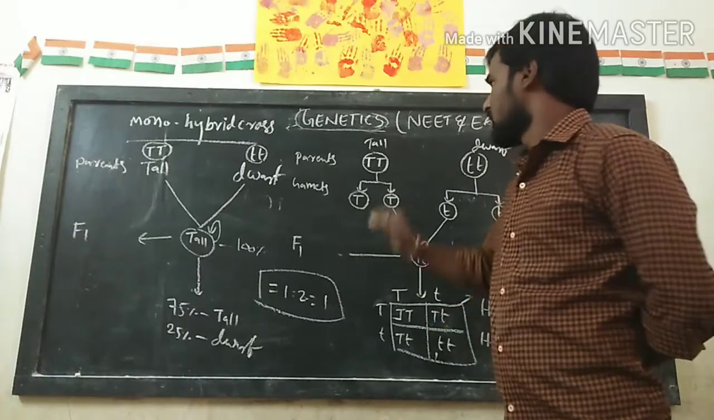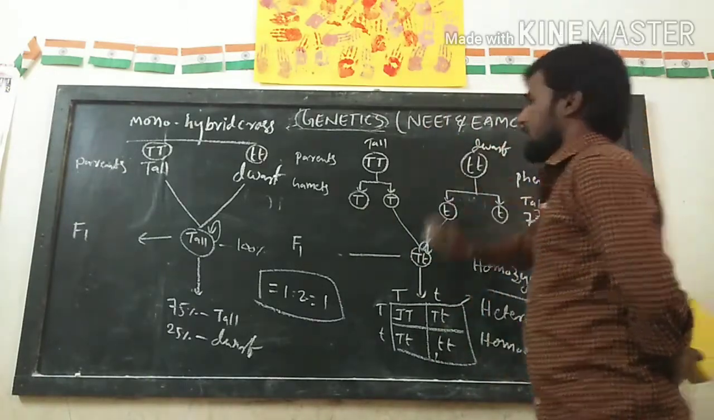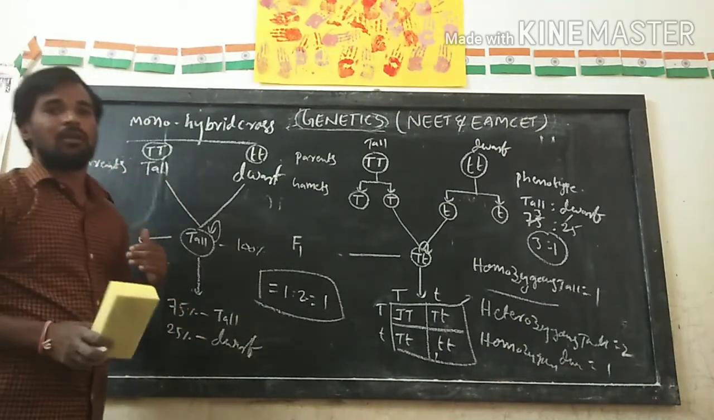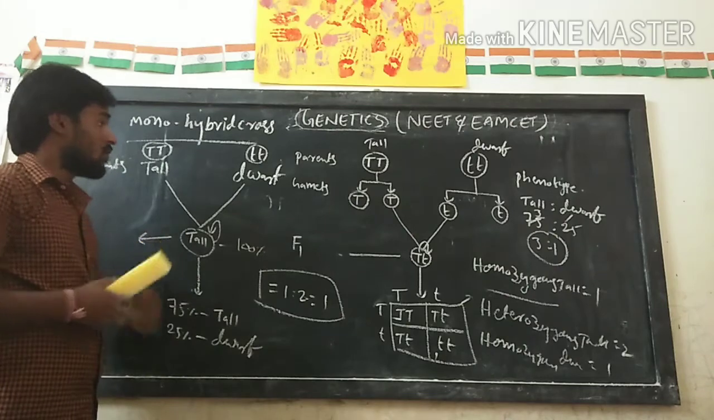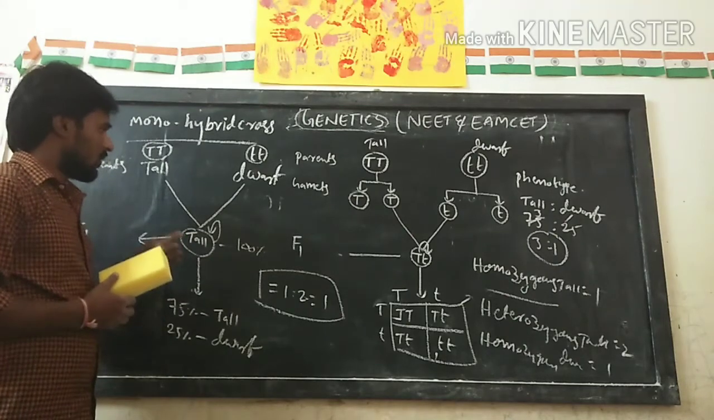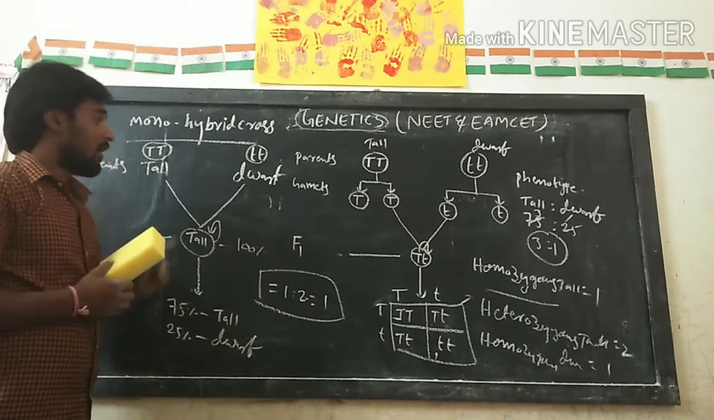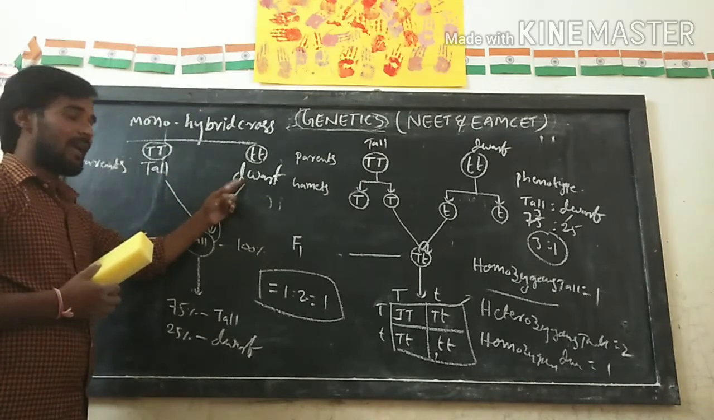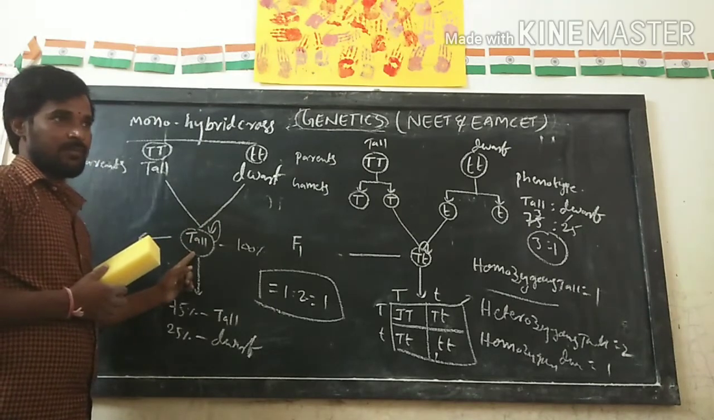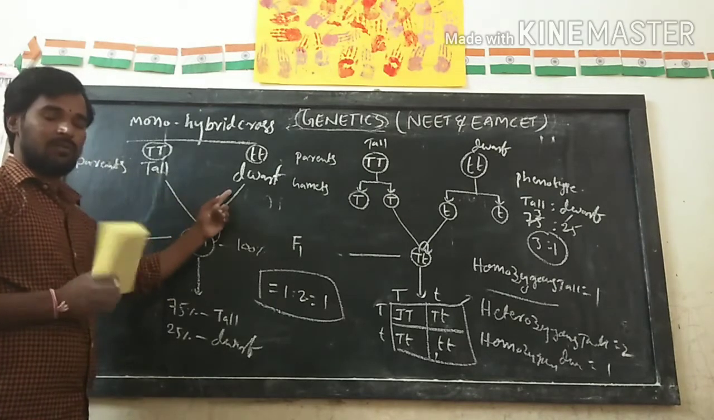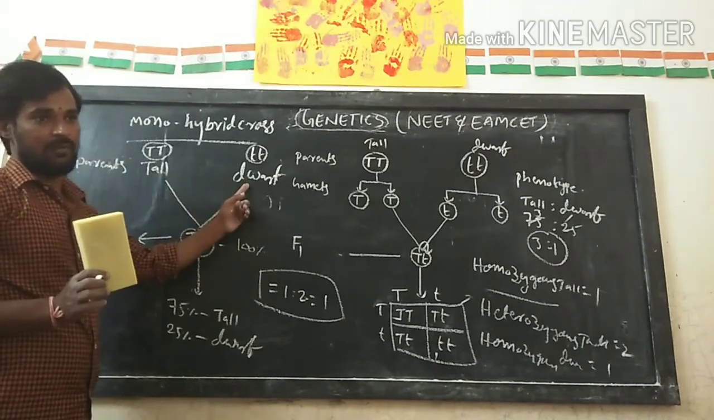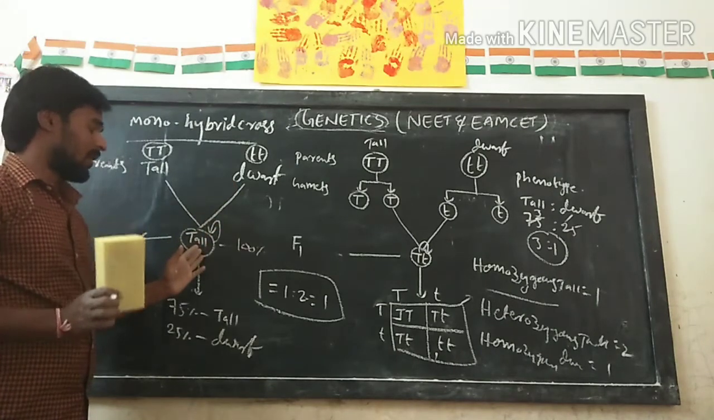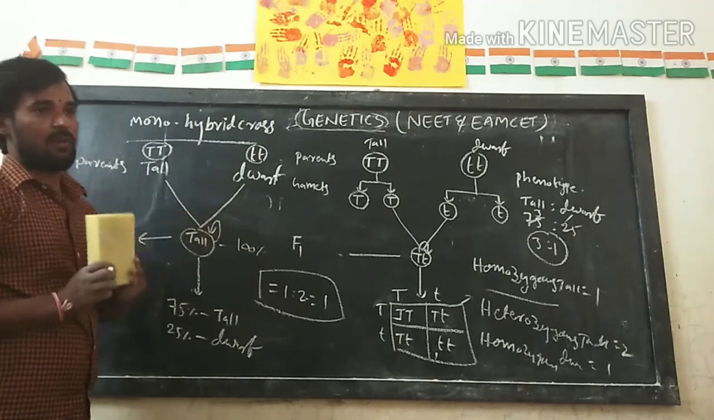What is the law of dominance? See, law of dominance, simple. Dominance means outside visible characters. So, what is meant by law of dominance here? Any one of the parental characters acts as dominant in the F1 generation, whatever it may be, either tall or dwarf. Any one of the parental characters acting as dominant in the F1 generation is called the law of dominance.